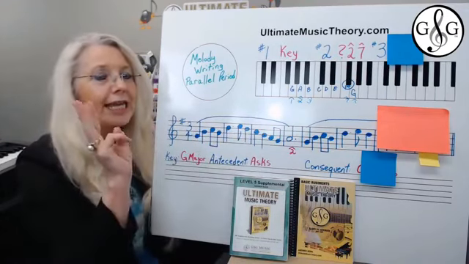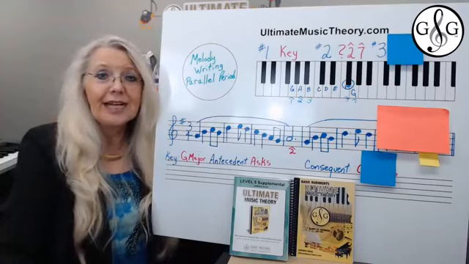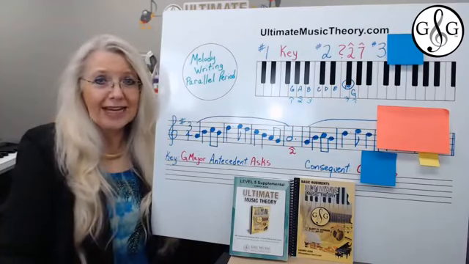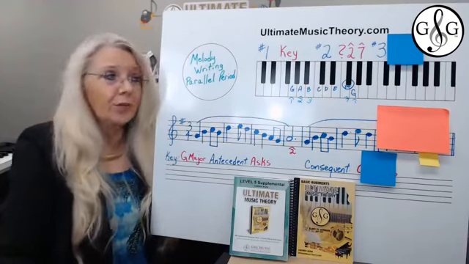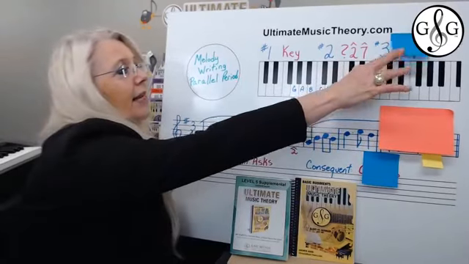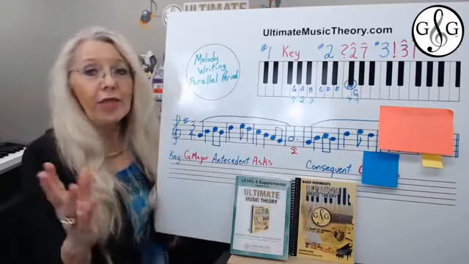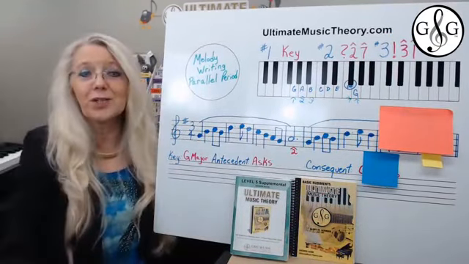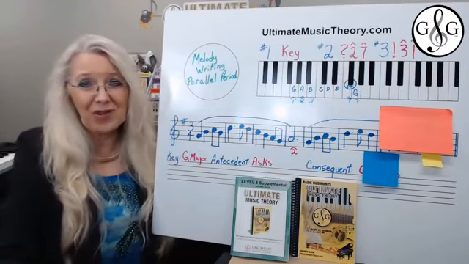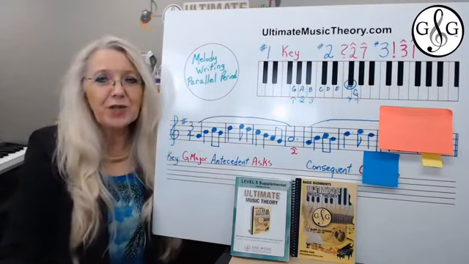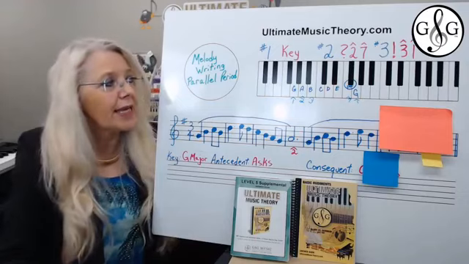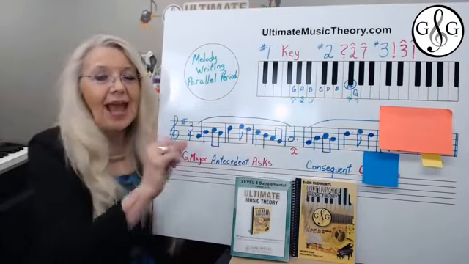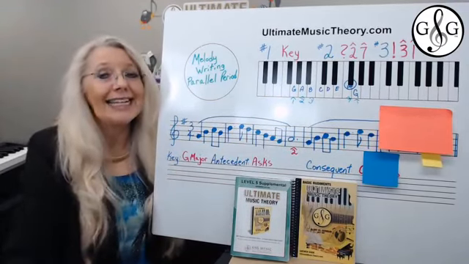So number 3, in a parallel period, the second 4-measure phrase ends on a stable scale degree. So what is a stable scale degree? It's 1 or 3. Okay, so we're doing great. 1 or 3. In G major, the stable scale degree 3 is B, and the stable scale degree 1 is G.